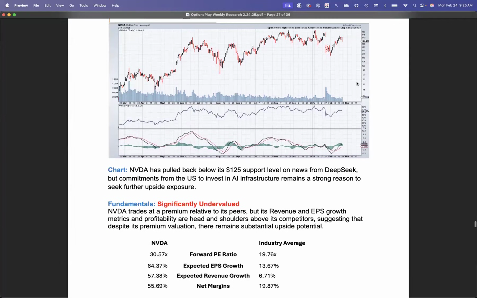I still believe that NVIDIA represents one of the most undervalued stocks at the moment, even though it's trading at 30 times forward earnings, which sounds expensive. But if you look at growth expectations, there are virtually no other companies in the S&P 500 expecting to grow EPS north of 65% and revenues north of 55%, with net margins north of 55%. You have individual stocks expecting high EPS growth or high revenue growth or high net margins, but nothing that has all three to the same degree, and nothing trading at about 30 times forward earnings.